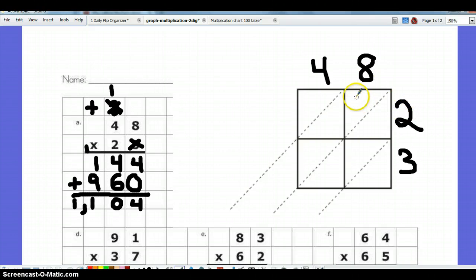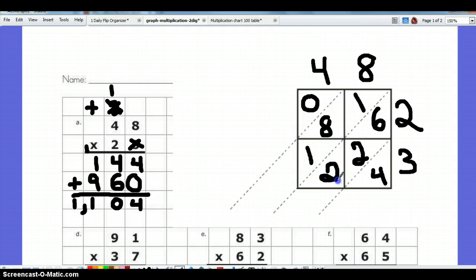2 times 8, which is 16. Then 4 times 2, which is 8. Here's a quick trick. If it's 8, you can't just write an 8. Because you have 2 spaces, you need to have a place value holder for the tens, and then an 8 down here. Then you multiply the tens category. 8 times 3, which is 24. And then 4 times 3, which is 12.